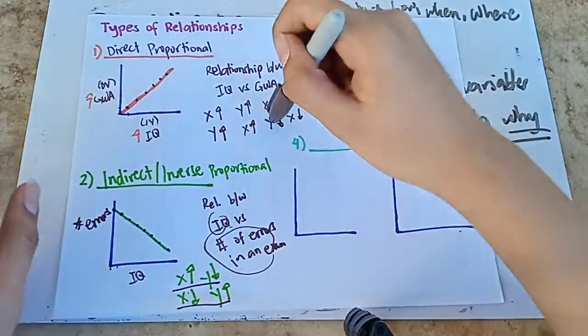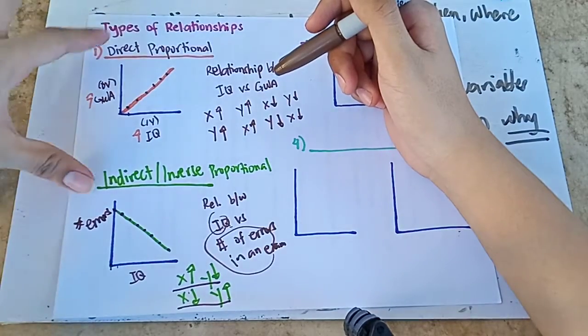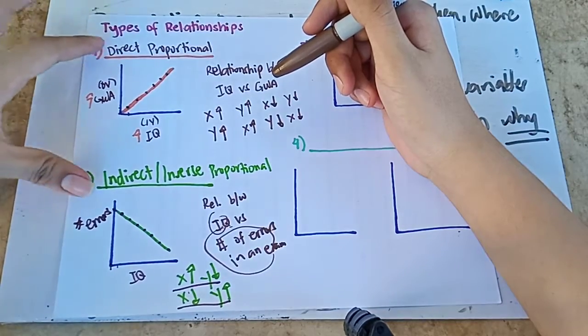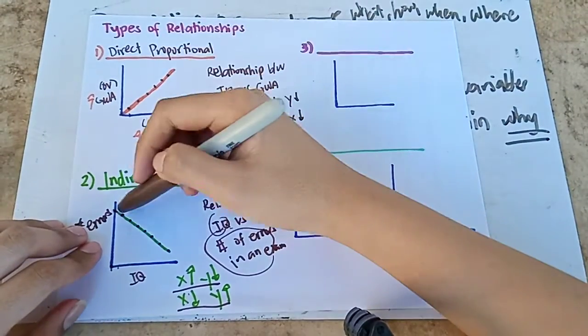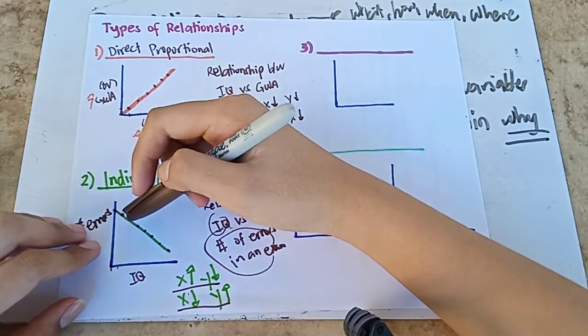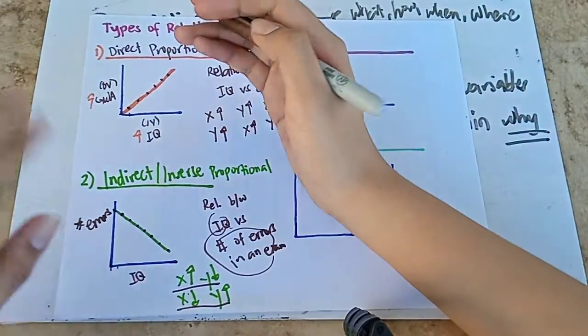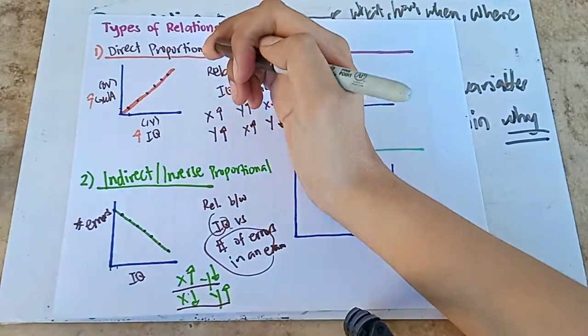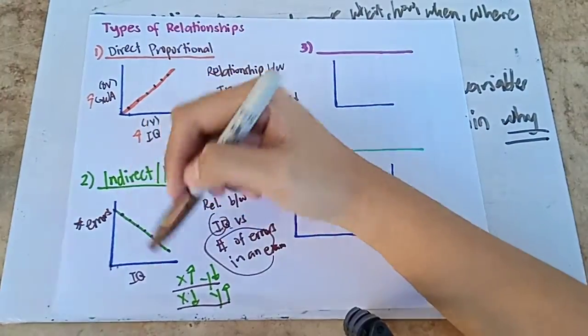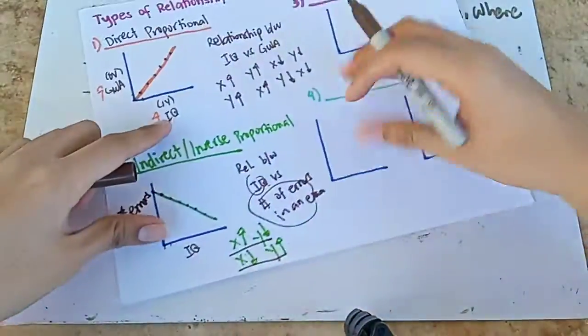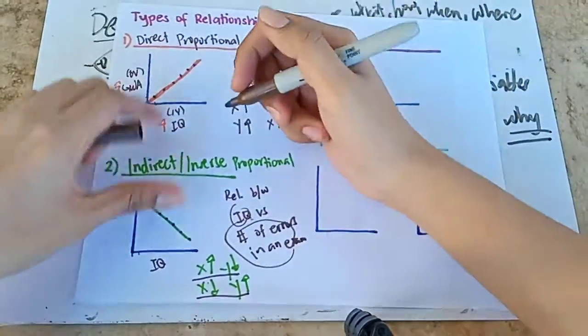Now, these two, direct proportional and indirect or inverse proportional, notice that the graph is represented by a line. So, a relationship that is represented by a line will be known as linear.